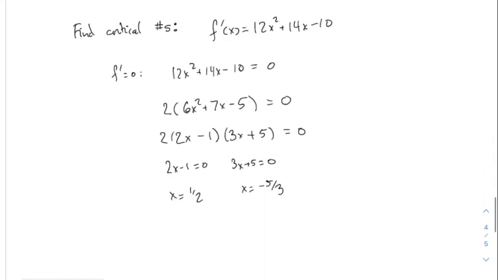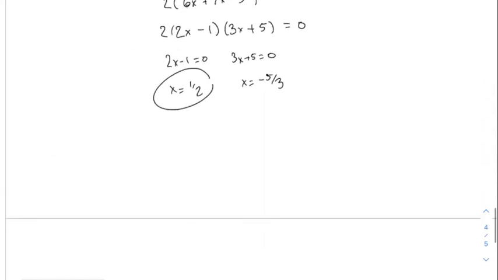I'm going to plug, these are my 2 critical numbers. Plug these into f double prime and see if I got positive or negative. And that's how you tell if it's a minimum or a maximum. If you get a positive, it's a minimum. Negative, it's a maximum.